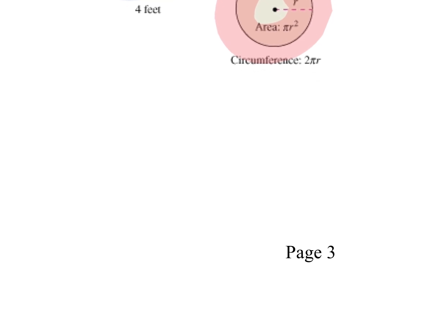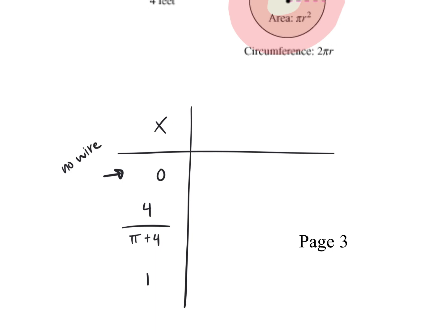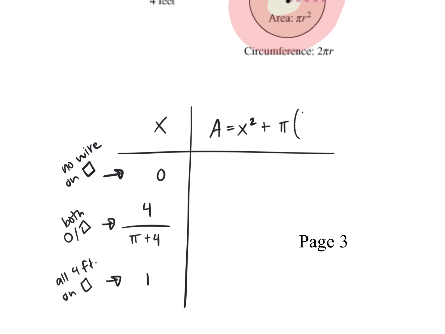So we're going to test 3 points here. I'm going to test the point when x is equal to 0, when x is equal to what we just found, which is 4 over pi plus 4, and I'm going to look at x being 1, okay? This is if I would use no wire on the square. This would be if I used wire on both the circle and the square. And this would be if I used all 4 feet on the square. And our area formula back up from the beginning was x squared plus pi times (2 minus 2x over pi) squared.